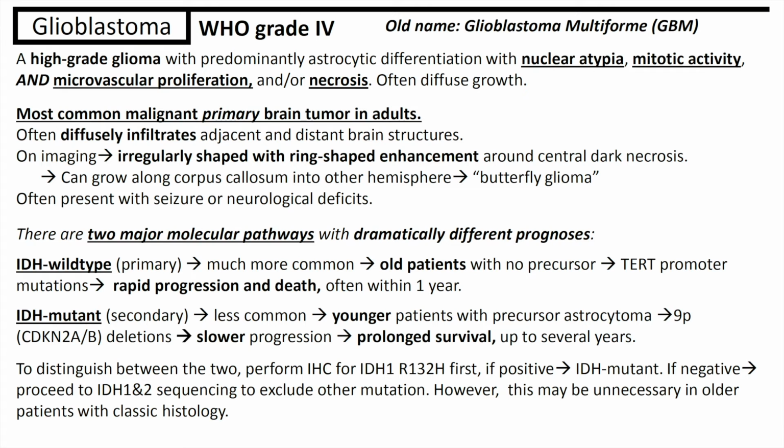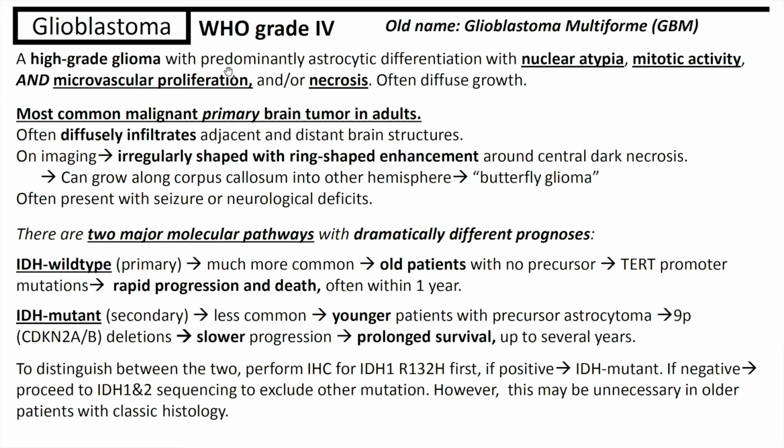All right, so next up we've got glioblastoma, or a WHO grade 4. The old name was glioblastoma multiforme, or GBM. This is a high-grade glioma with predominantly astrocytic differentiation with nuclear atypia, mitotic activity, and, importantly, also microvascular proliferation and/or necrosis, with often diffuse growth.